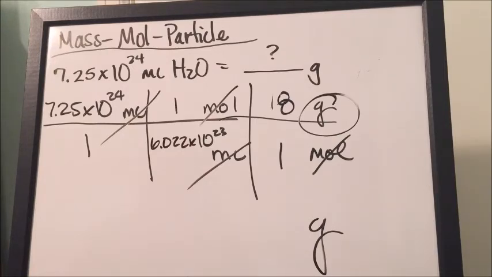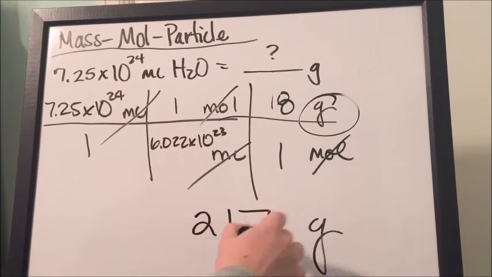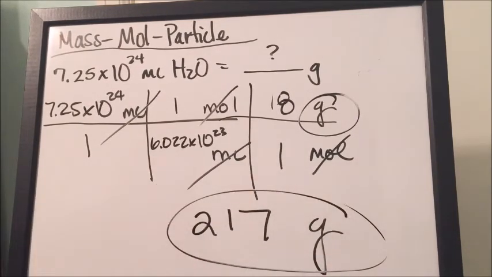Be careful that you're not making any kind of calculator error, because that will give you a wrong answer. To 3 sig figs, I got 217 grams of water.